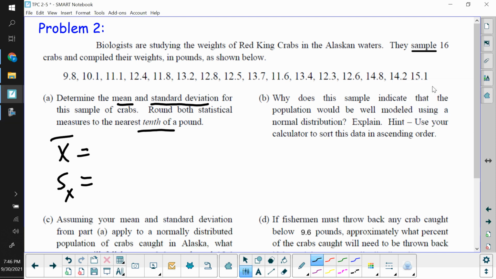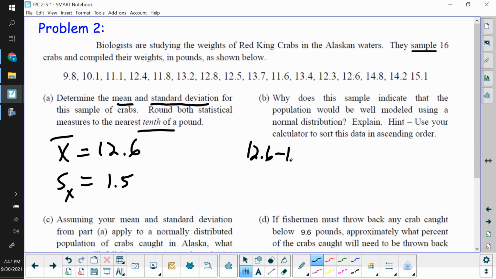All right, our mean we should have gotten was 12.6 pounds. Our sample standard deviation was 1.5 pounds. So we're only going to do part B here. So we want to know, what would that tell us about the population, assuming it's modeling a normal distribution. So let's check our 1 standard deviation. If it represents a normal distribution, 1 standard deviation should be about 68% of the data.